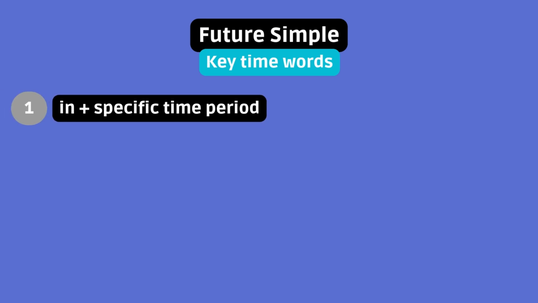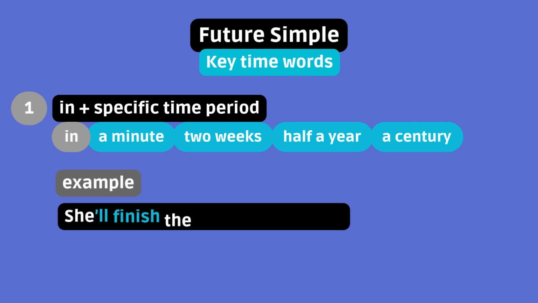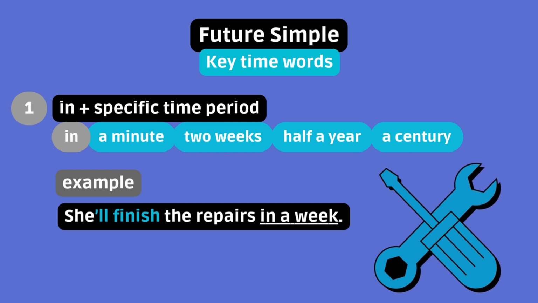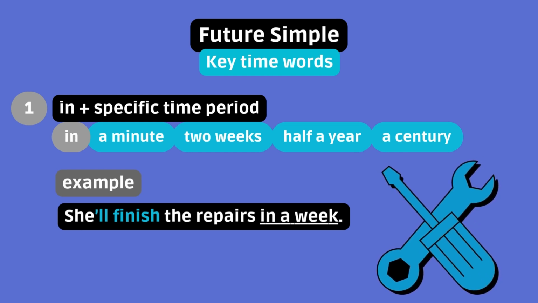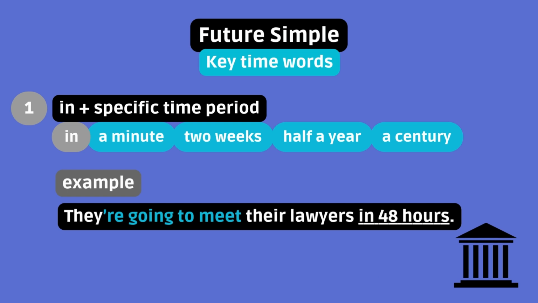In plus specific time period. In a minute, in 2 weeks, in half a year, in a century. Example: she'll finish the repairs in a week. The repair will be over in about 7 days. They're going to meet their lawyers in 48 hours. There's an appointment scheduled in 2 days from now.